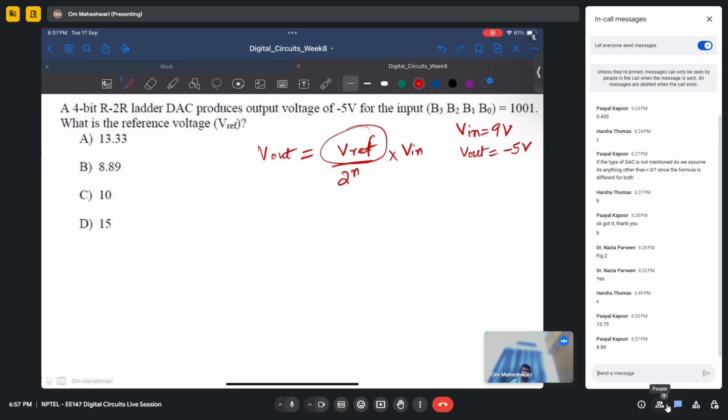Yeah, so 8.89 is the correct answer. So -5 equals Vref upon 2 to the power 4 into 9. So Vref is -5 into 16 upon 9, which is -8.89 volts.